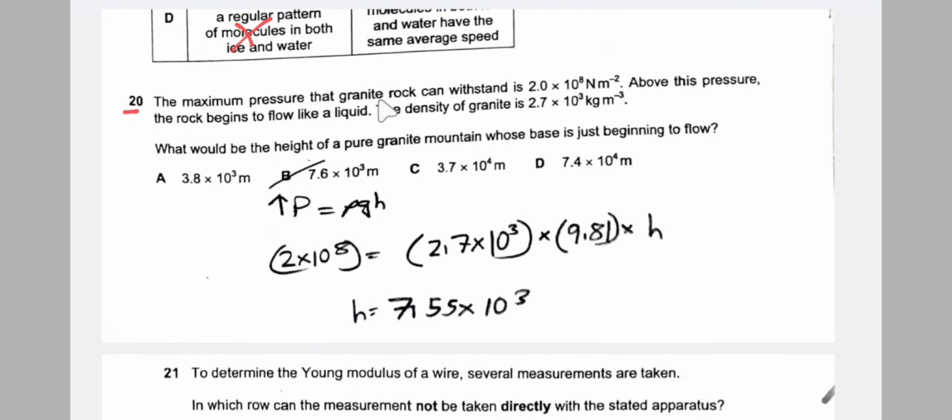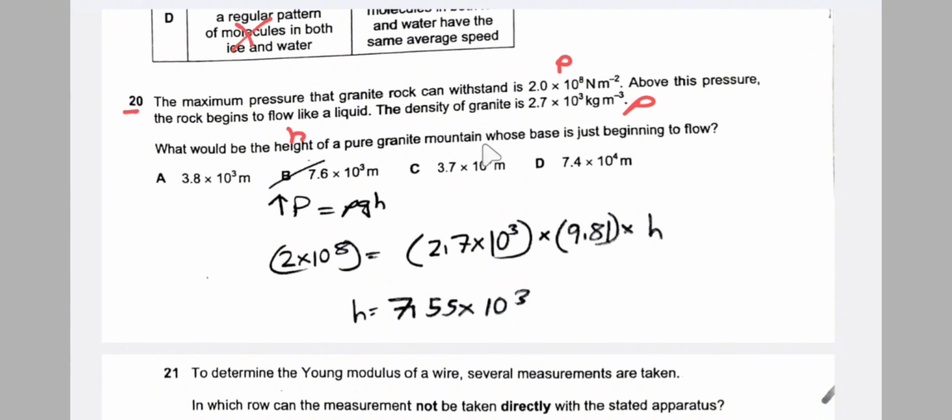Question 20. The maximum pressure the granite rock can withstand is 20 to the power 8 Newton per meter square or Pascal. Above this pressure, the rock begins to flow like a liquid. The density of granite is 2.7 into 10 to the power 3. What would be the height of a pure granite mountain whose base is just beginning to flow? So we need to find the height.